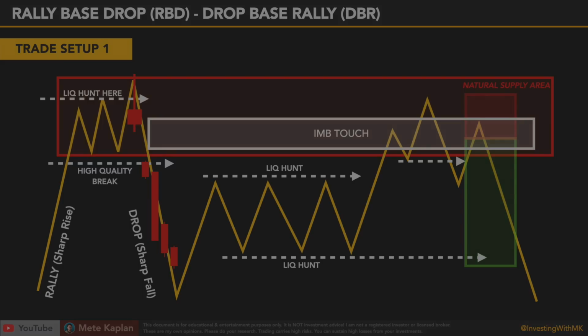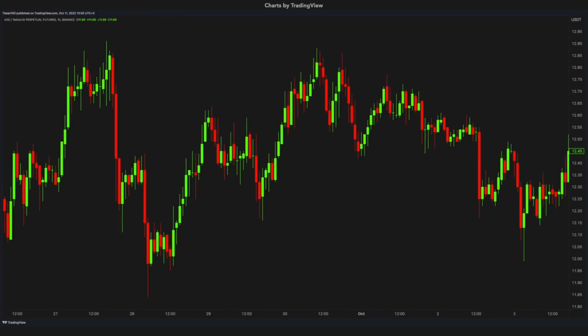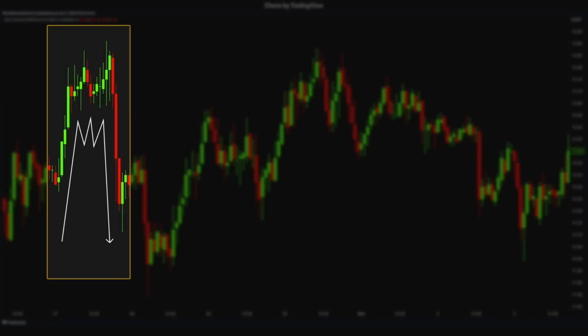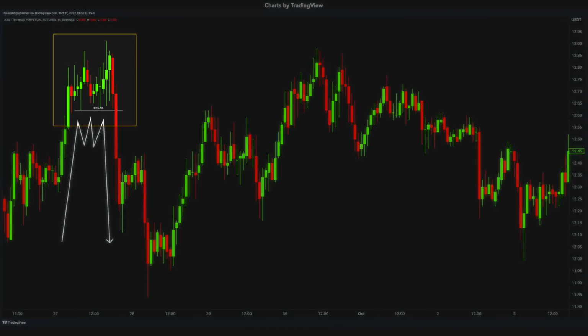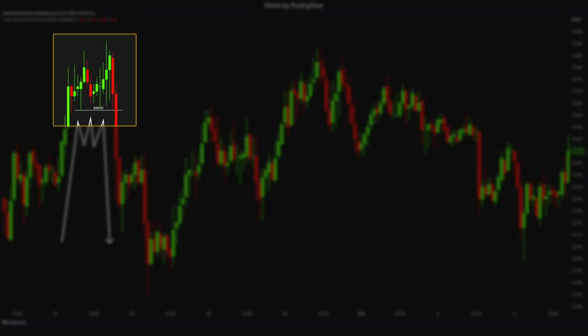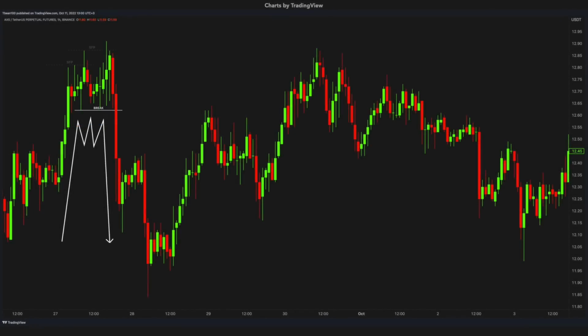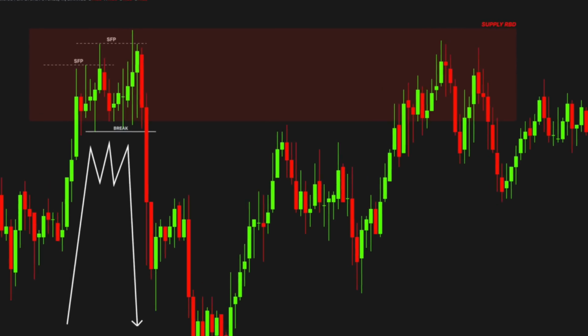Let's see an example. Let's go over this example slowly. Step 1. Identify the possible drop-based rally or rally-based drop. It's right here. Next, find the break that causes the sharp fall. Then check the quality of the rally-based drop. If you notice, there are strong stop-loss hunts here as swing failure patterns. Finally, I have a strong and natural supply area, our rally-based drop.